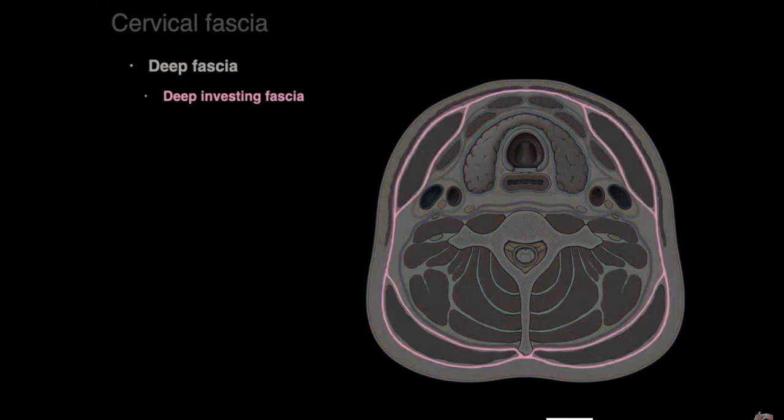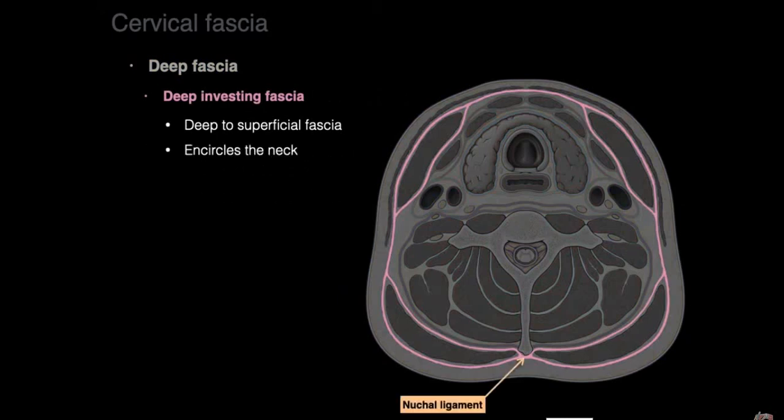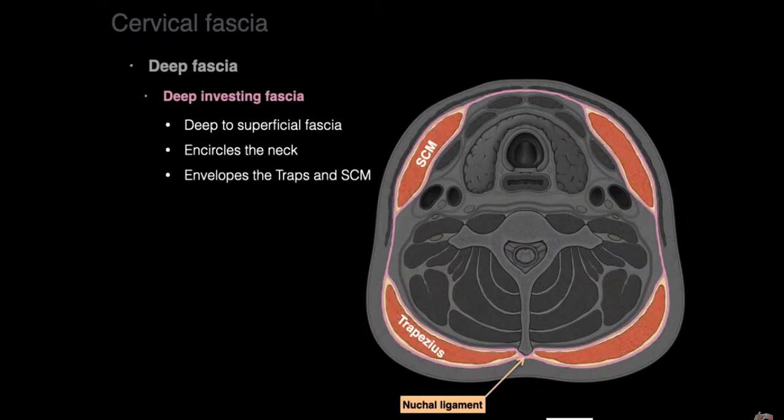The deep investing fascia is that blinking structure there, and it's deep to the superficial fascia, and it arises and circles around the entire neck. It arises from the nuchal ligament, and then it's going to envelop the trapezius muscle and the sternocleidomastoid, and then wrap around to the other side of the neck. So the deep investing fascia envelops the sternocleidomastoids and traps on both sides, and it looks like the four corners of the neck. The deep investing fascia forms the roof of the posterior triangle.